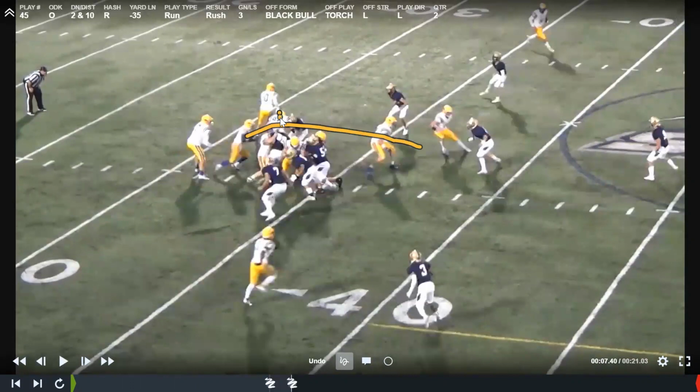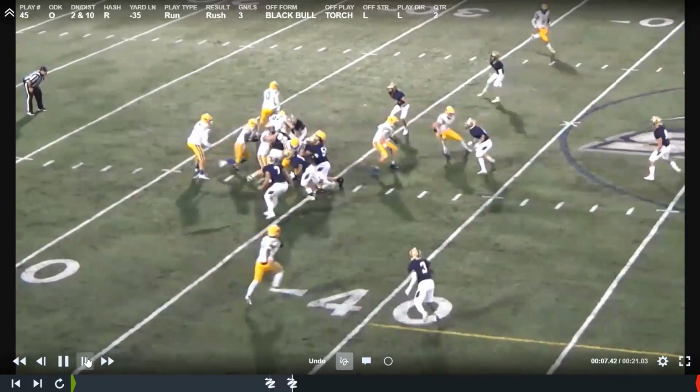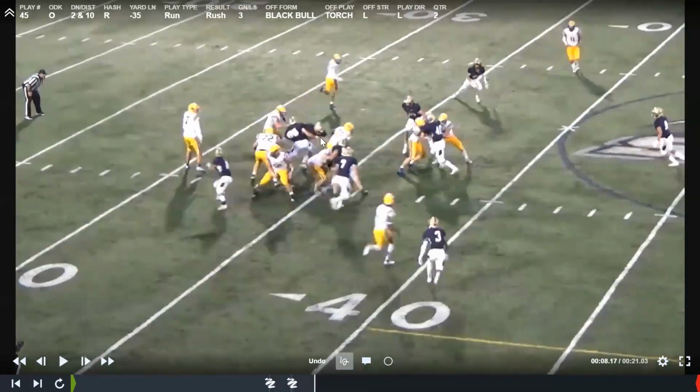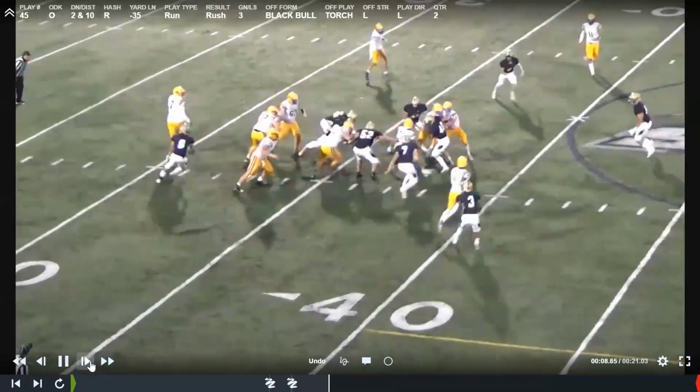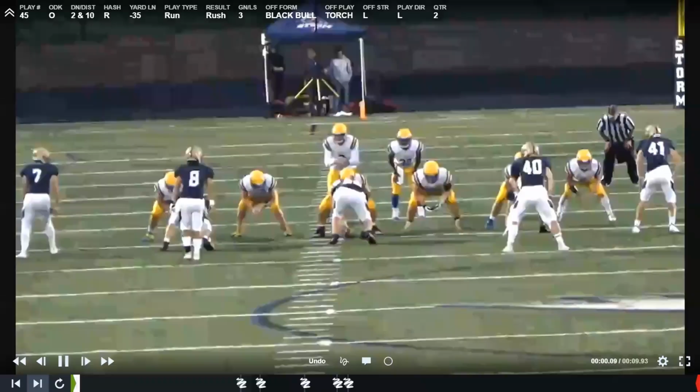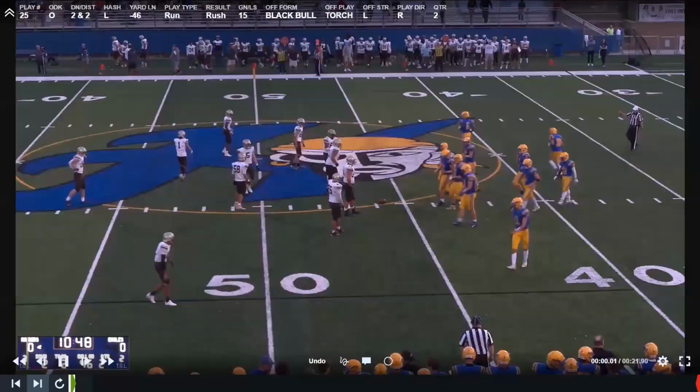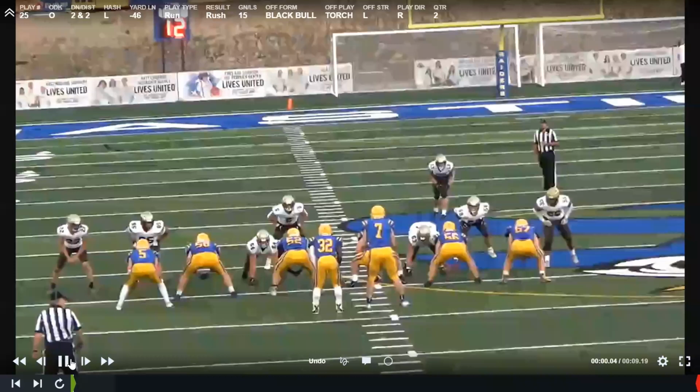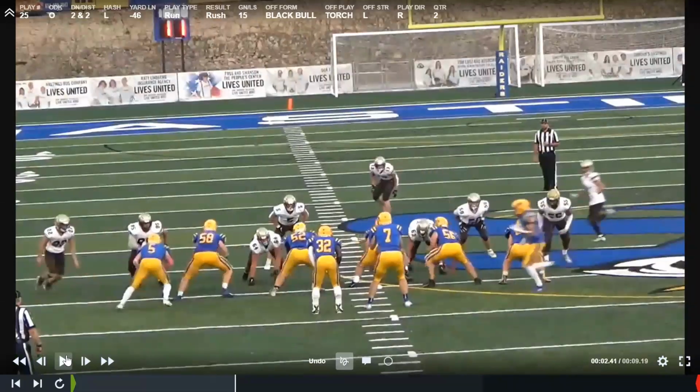But as you see, we didn't get into the line of scrimmage enough. We're not blocking on the correct side. So that guy gets his hand in and almost makes a tackle. Okay, we'll watch it here.